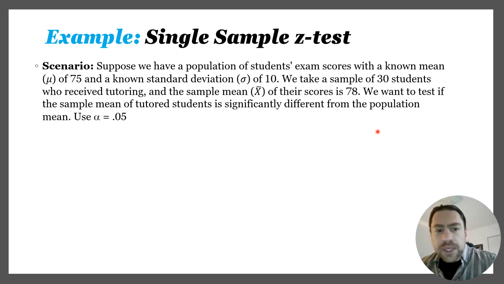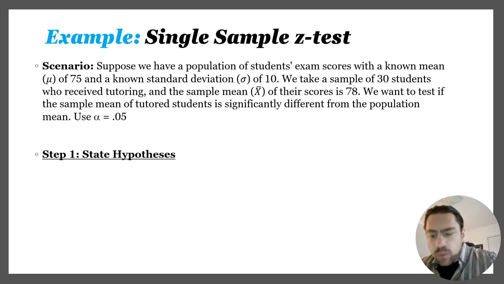And also, based on the wording of the problem, we are going to run a two-tailed test because we want to test if the sample mean of tutored students is significantly different. That implies it could be less than the mean, maybe tutoring makes you worse, or larger than the mean, maybe tutoring makes you better. We are interested in both possible outcomes, therefore it's going to be a two-tailed test.